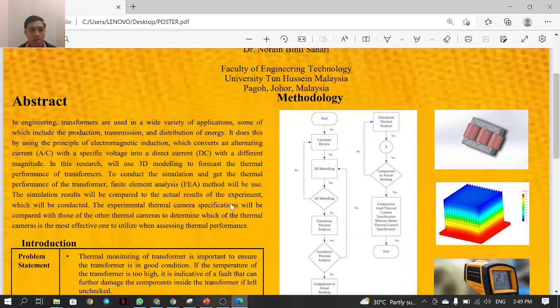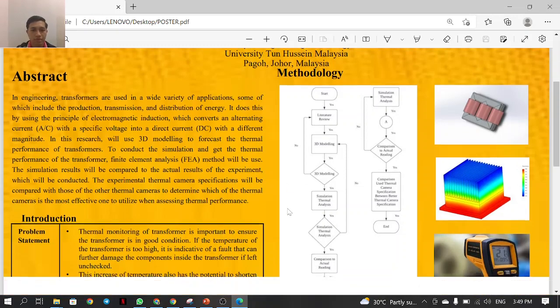The simulation result will be compared to the actual result of the experiment which will be conducted. The thermal camera specification used in the experiment will be compared with those of other thermal cameras to determine which of the thermal cameras is the most effective one to utilize when assessing thermal performance.